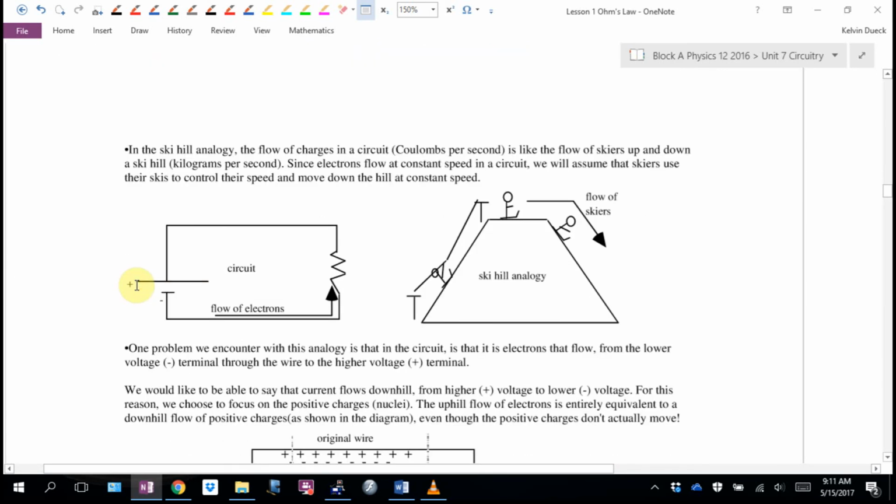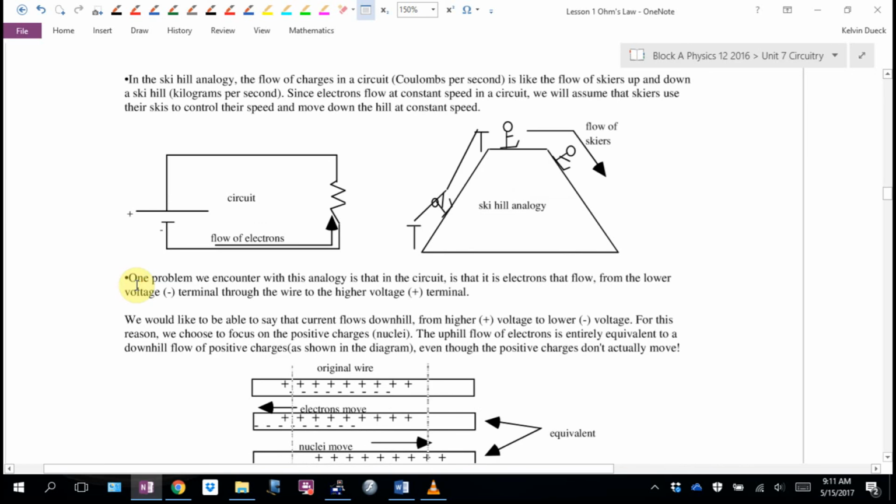So, let's continue our ski hill analogy. I said voltage was like the height. What's current like? Current is like the flow of skiers up and down the mountain. Higher current, more skiers. Lower current, fewer skiers. Since electrons flow at a constant speed in a circuit, we're going to assume that the skiers all use their skis to control their speed, so they're all going at the same speed, which isn't realistic, but the analogy breaks down, but it still works.